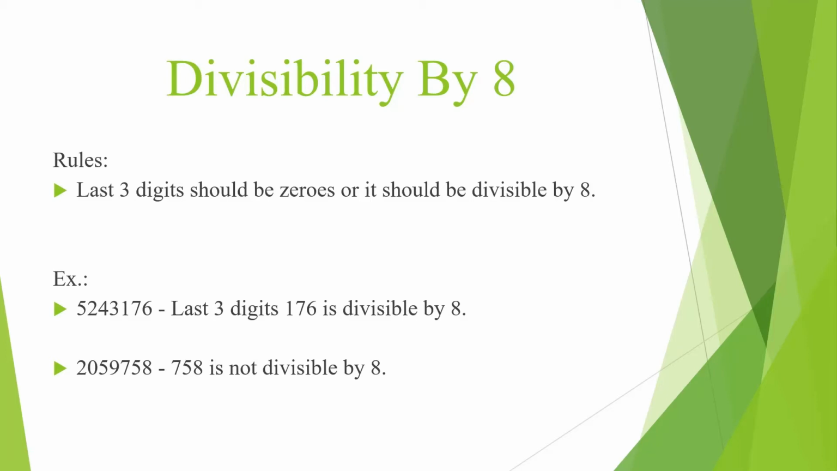Let us consider this example, 52,43,176. Here the last 3 digits are 176, which is divisible by 8. That is, 22 into 8 is equal to 176. The remainder is 0. So we conclude that 52,43,176 is also divisible by 8. Let us consider another example, 20,59,758. 758 is not divisible by 8. So this big number is also not divisible by 8.